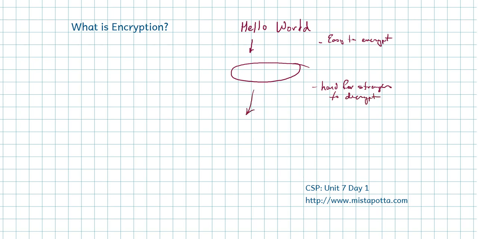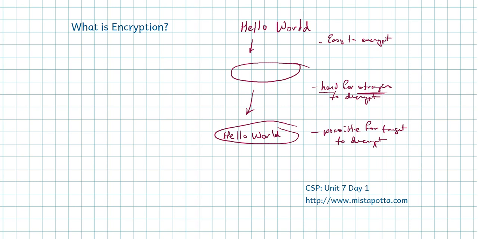And then whoever I'm trying to send this message to should be able to get hello world out of this message. So in other words, it should be possible for a target to decrypt. I want it to be hard for almost everyone to do it except for the person who knows my rule. Now the thing is, there's got to be some rule to encrypt, and there's got to be a technique to decrypt.